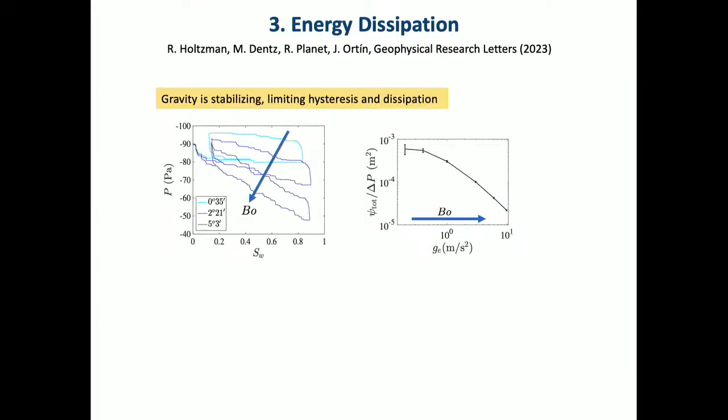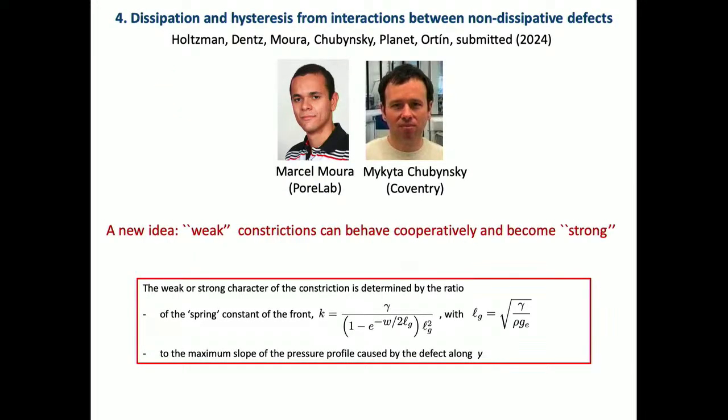And gravity stabilizes, so it is limiting hysteresis and dissipation. The Bond number increases to the right, and this is limiting dissipation. And with that, I will finish.